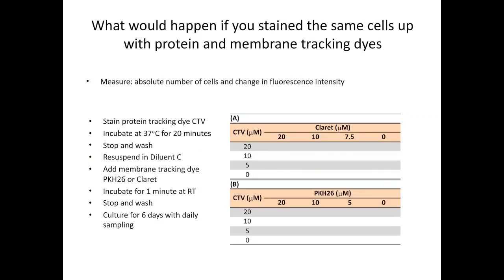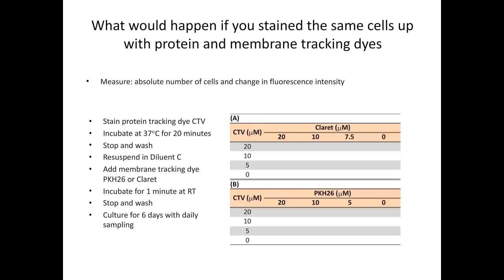So, taking advantage of the NovaCyte, we set up an experiment where we co-labeled the same cells with a protein dye and a membrane dye. And we also did absolute number counts on the NovaCyte, because it knows the volume that it's taking. It can then give you the number of cells per microliter.